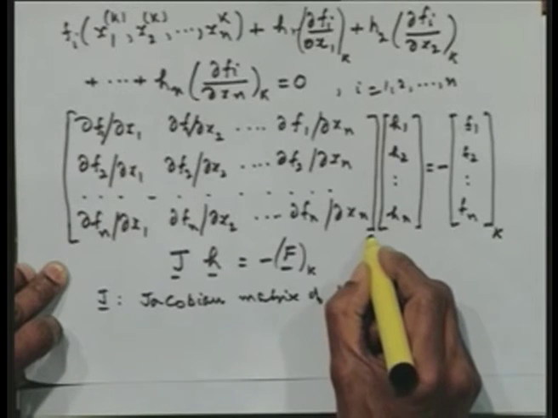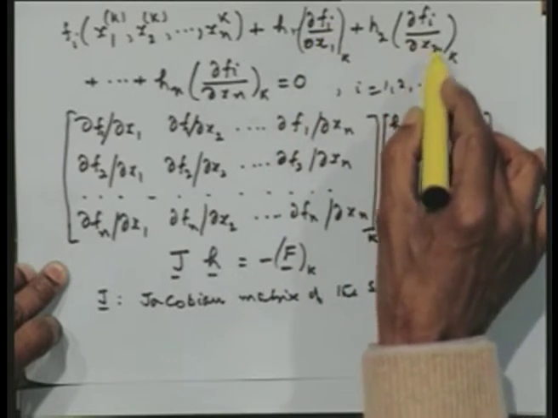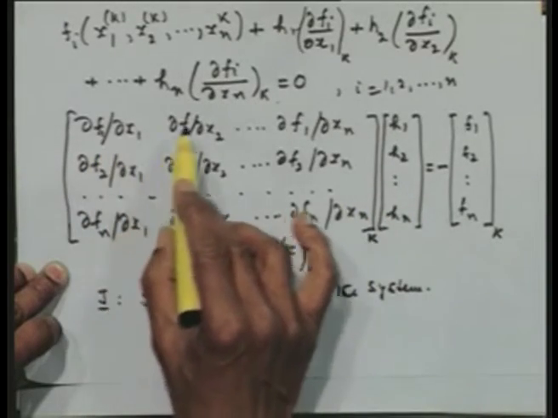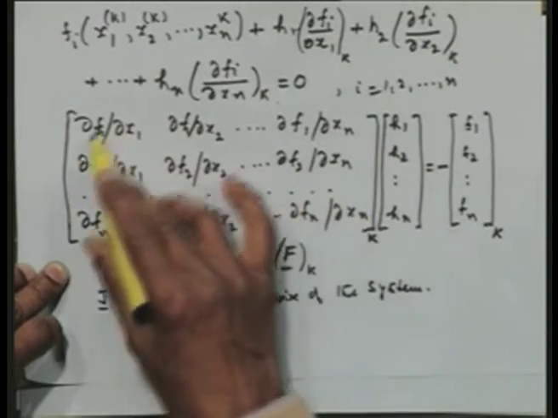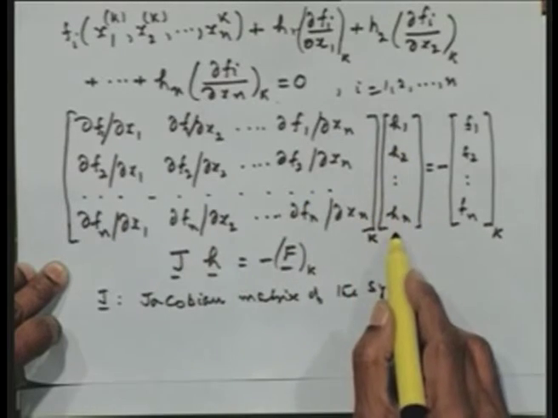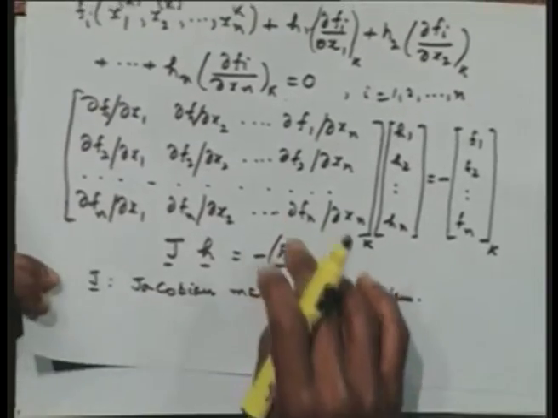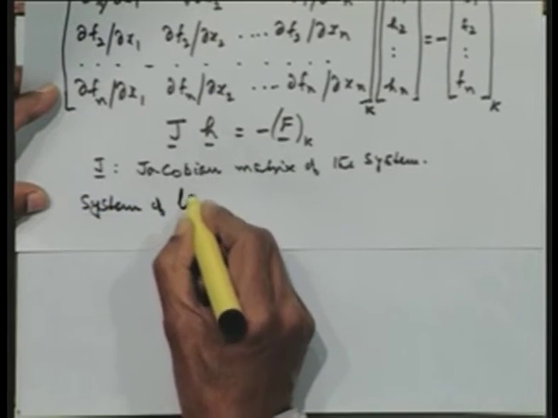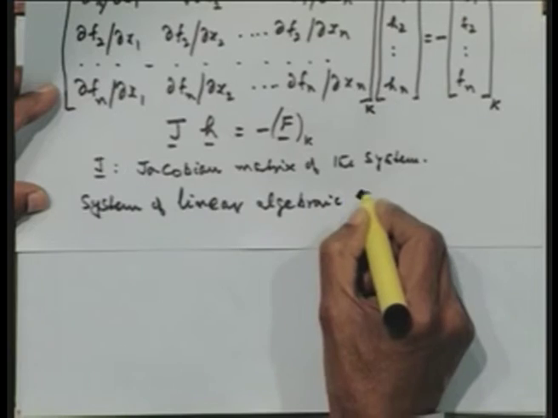I think it is better to put a suffix here also, because delta f_i by delta x1 and all of them are evaluated at x^k. So, these are all numbers, these are all constants. Therefore, given any iteration x^k, we have a constant coefficient matrix multiplied by the vector, and the right hand side is known. What this has produced is a system of linear algebraic equations.